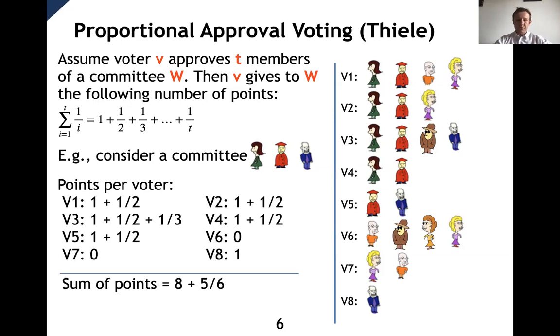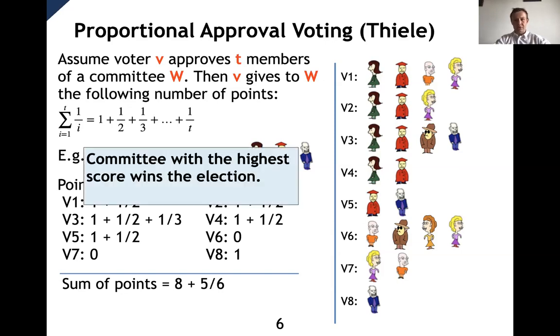So the score of the committee is the sum of the scores that were assigned to this committee by all the voters. So we traverse through all the committees, we compute these scores using this scheme of harmonic numbers, and we pick the committees with the highest scores. And this is how proportional approval voting rule works.